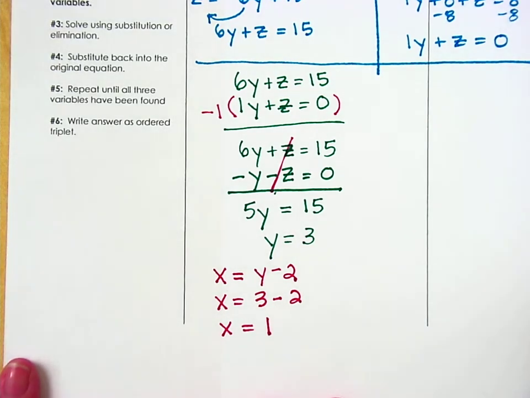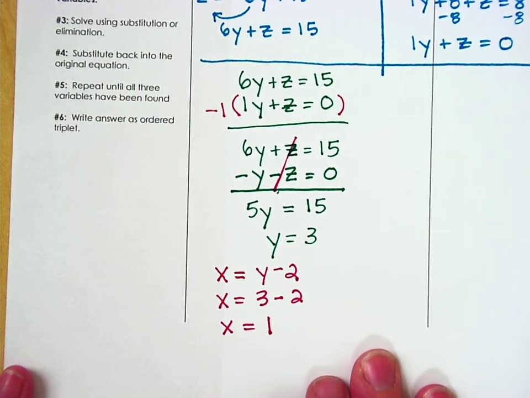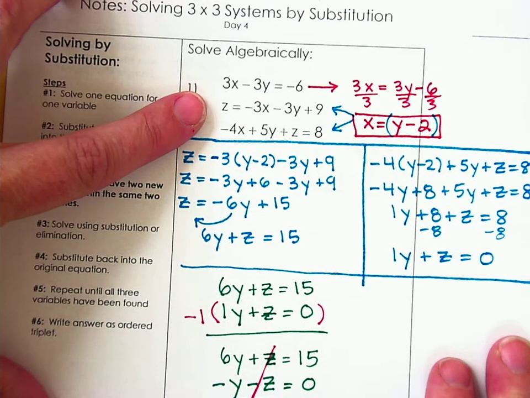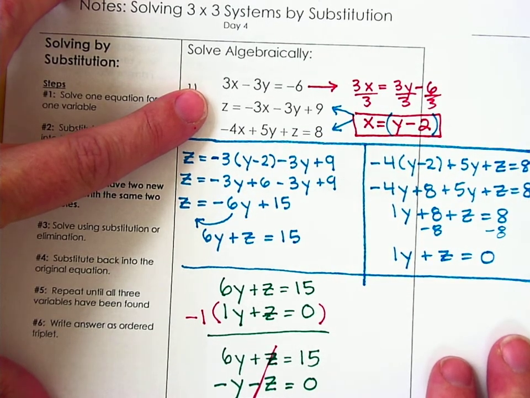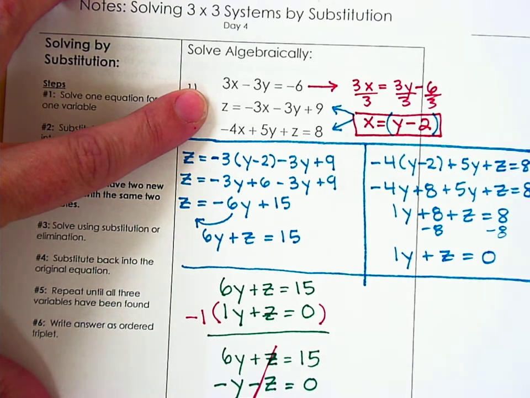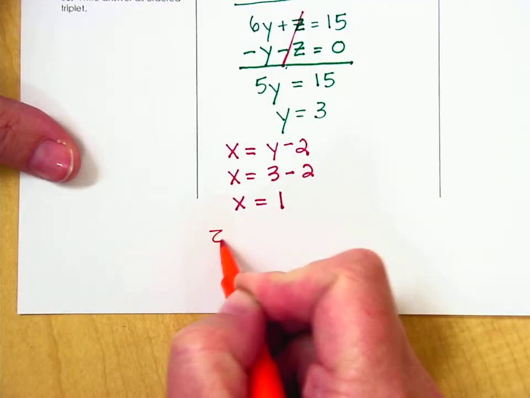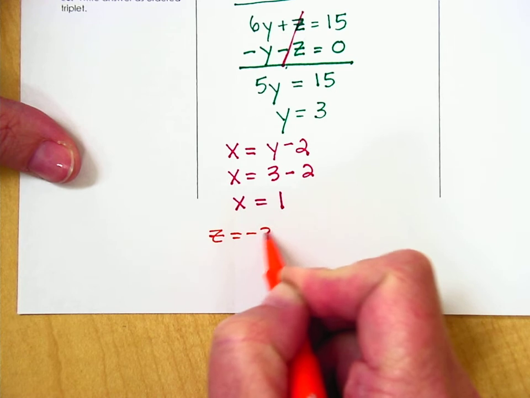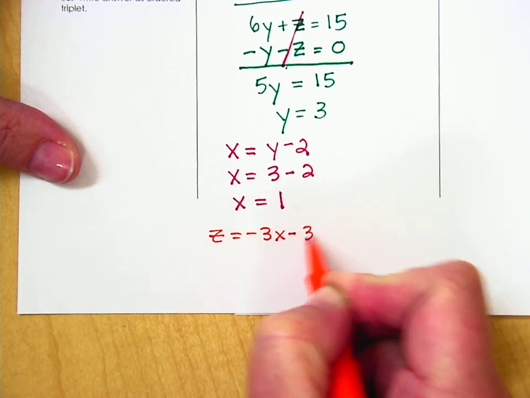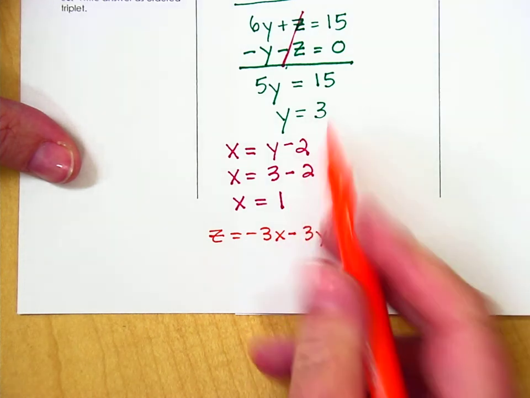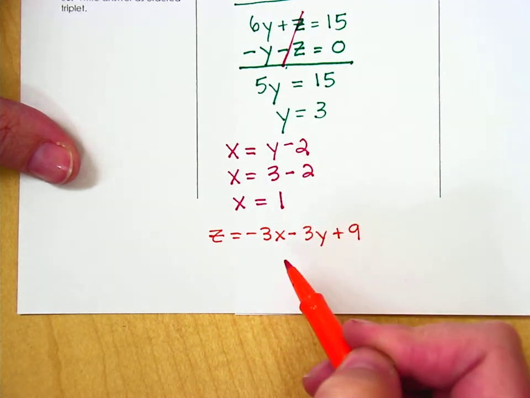Okay, now we're almost done. We have 2 of the 3 variables solved for. Now we just need to find the last one. I have a couple equations up here in the beginning that I can choose from. Notice the middle one is already a z equals, so I'm going to use that equation. Coming down to the bottom of my paper, this equation is z equals negative 3x minus 3y plus 9. I'm going to replace both the x and the y into this equation.